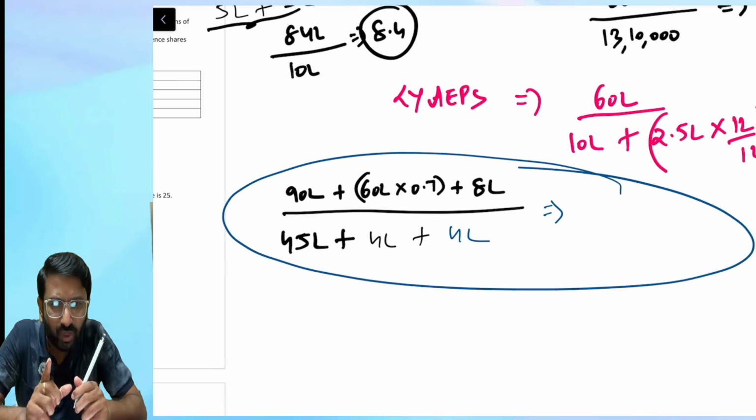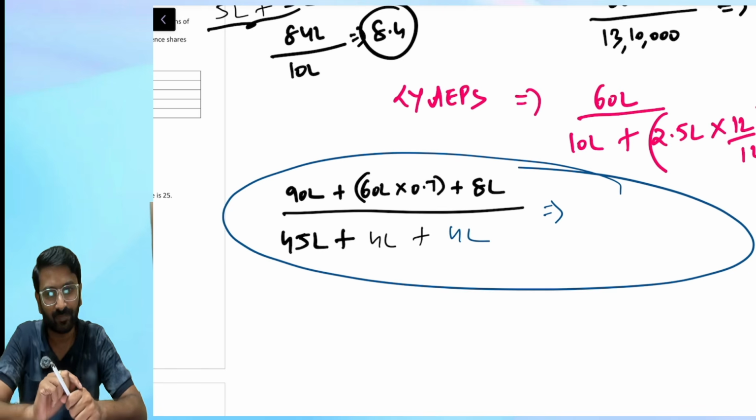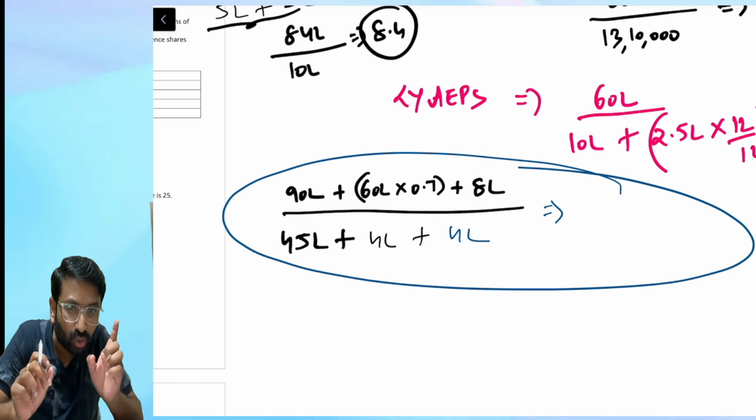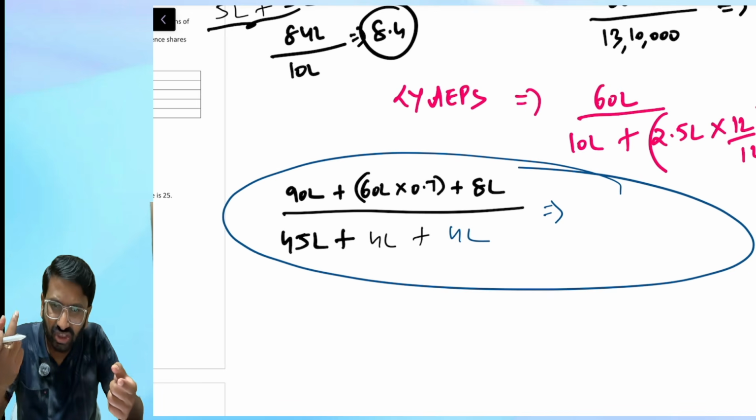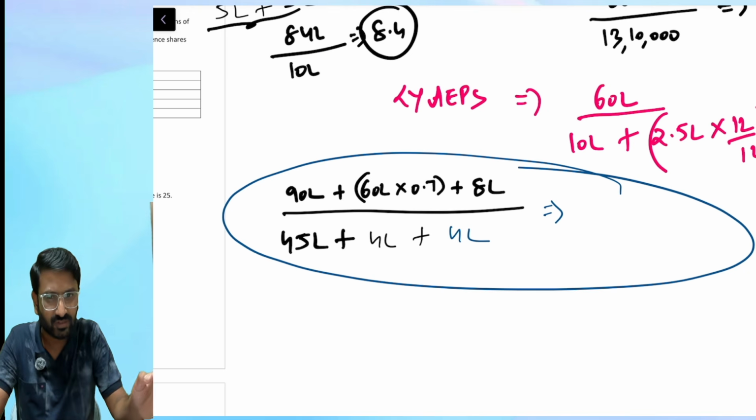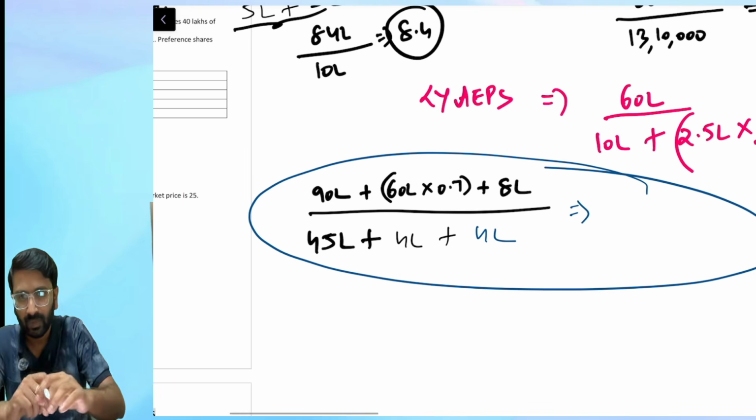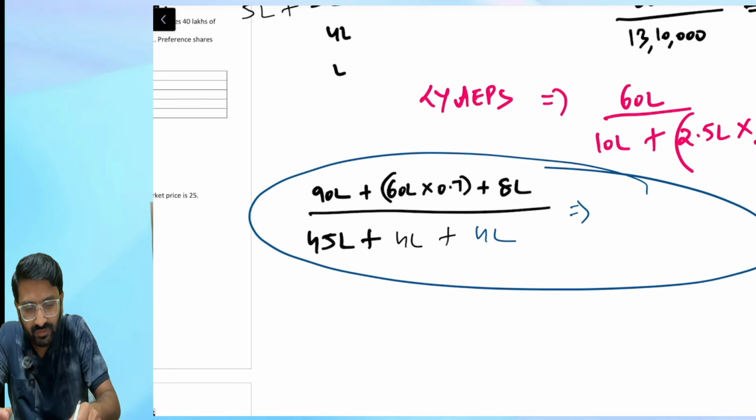Whenever you have conversion of debentures, you should add interest net of tax. Conversion of preference shares, you should add only preference dividend, ignoring the tax impact. And in the denominator, you are going to take existing number plus convertible debentures plus convertible preference shares. I hope all of you are getting that point. Is that clear? Okay. So this will give me diluted EPS.